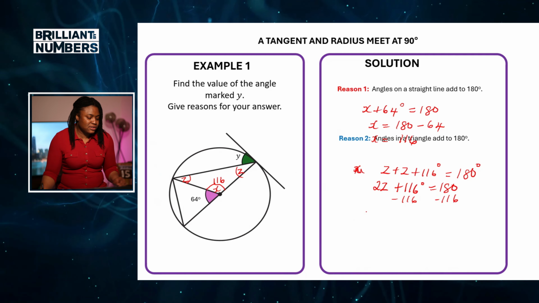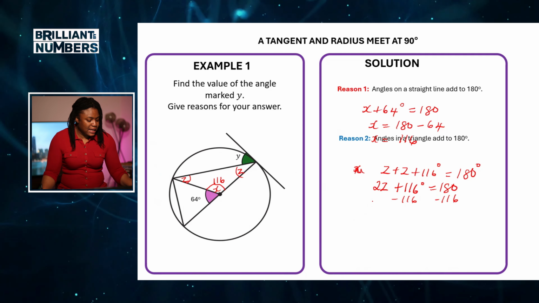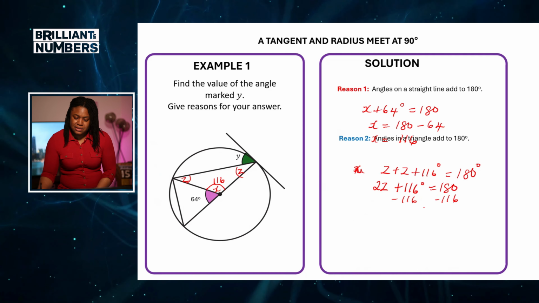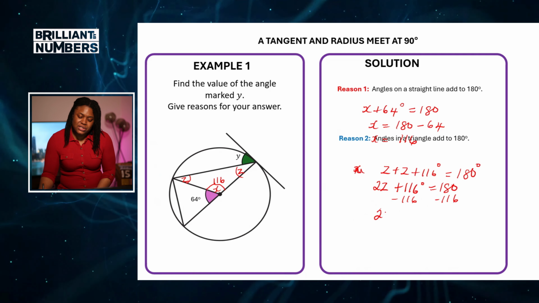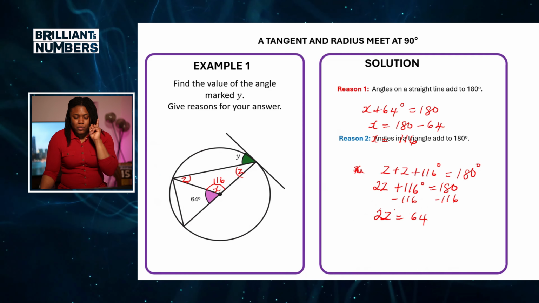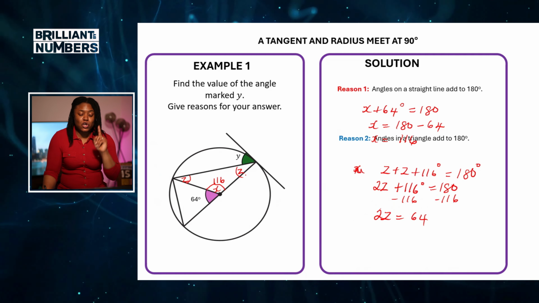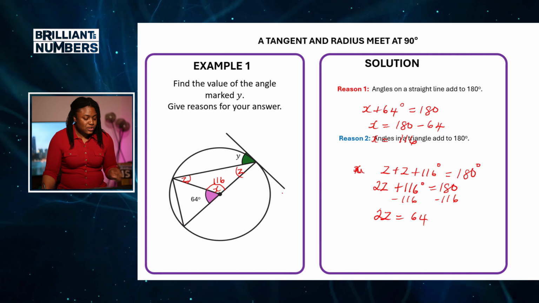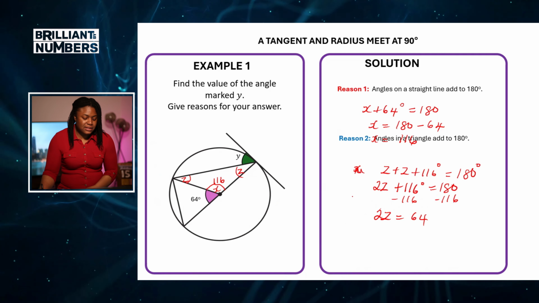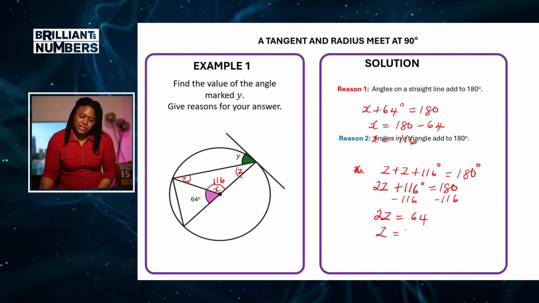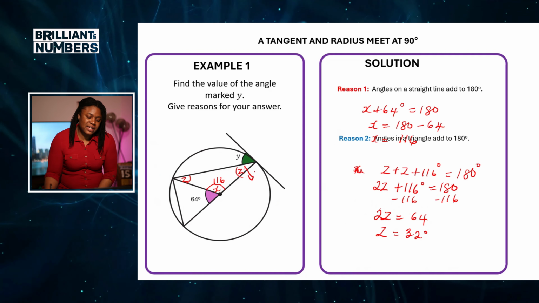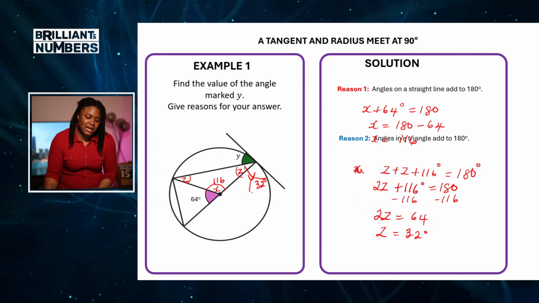Put that in our calculator. So 180 degrees take away 116 degrees. That gets us to 64. So we know that 2z is equal to 64 degrees. Now we need the value of 1z because that one is going to unlock our answer for y. So we need to divide this by 2. So 64 divided by 2 is equal to 32. So z is equal to 32 degrees. We put that on our diagram.